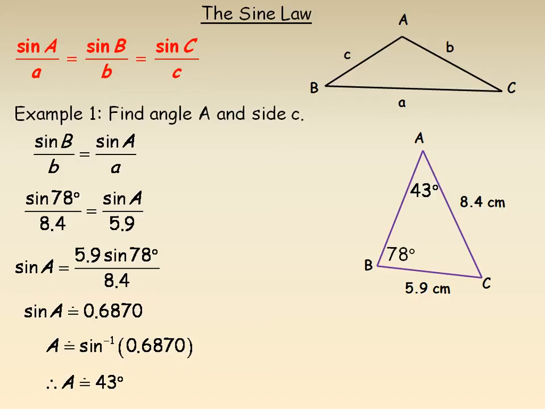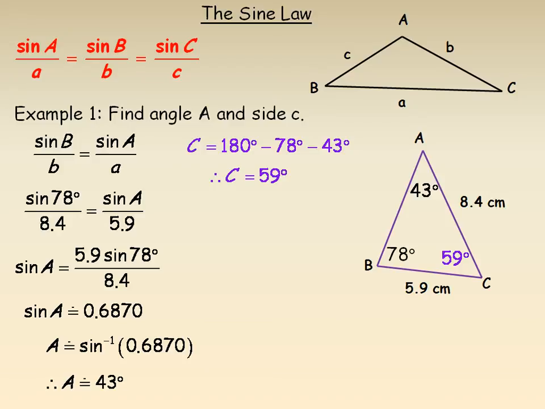Now we're asked to find side C. In order to find side C, I need to know angle C. In order to find any angle in a triangle, you need its opposite side. In order to find an opposite side, you need the angle opposite as well. So in order to find angle C, I do know two of the three angles now, so I can use the fact that all three angles add up to 180 degrees. Angle C would be 180 minus the 78 and the 43, so angle C is about 59 degrees.